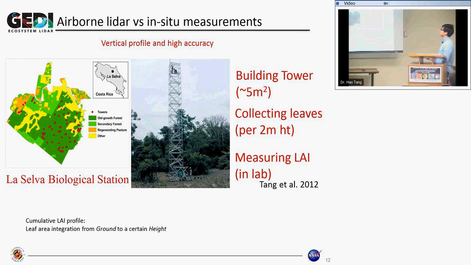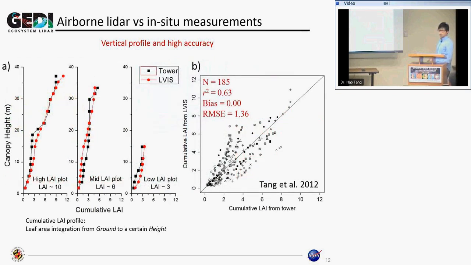And here's my favorite spot, the biological station in Central America. Red dots represent each individual measurement of this tower. So what people actually do here is build a tower and the field crew collects all the leaves and measures them in the lab to give you the best representation of the vertical foliage distribution in the tropics. LiDAR, this is what it's like. Pretty good, huh? There's no saturation effect even when the LAI goes to 10, and it follows the pattern excellently, and there's no bias when comparing the tower measurements against the LiDAR measurements.